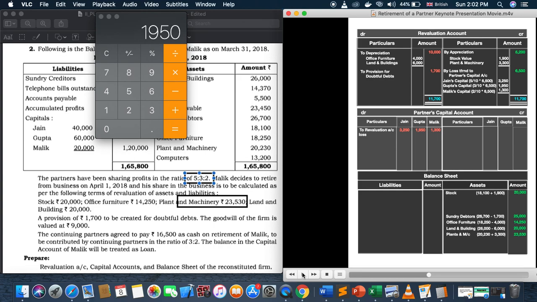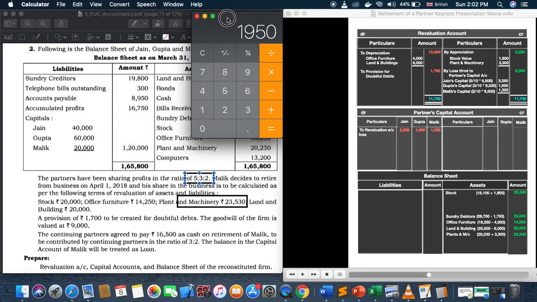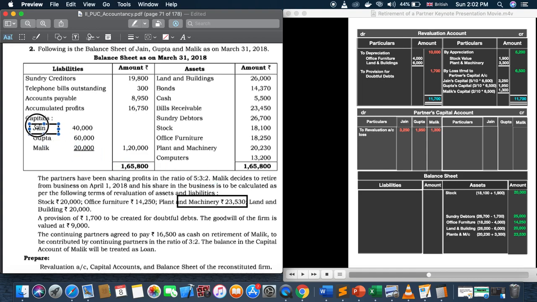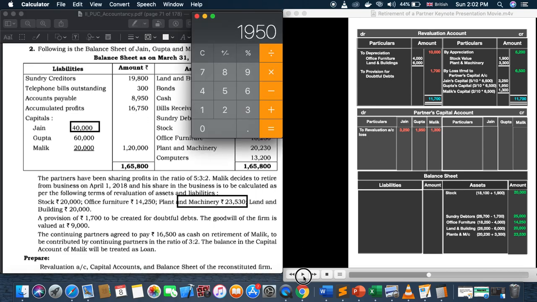Okay, so now let's come to the partner's capital account. Now, partner's capital account, we will take the capitals first, which is 40,000, 60,000, and 20,000. Okay, so we'll go and write it over here on the credit side. By balance brought down, Jane's capital is 40,000, Gupta is 60,000, and Malik is 20,000.